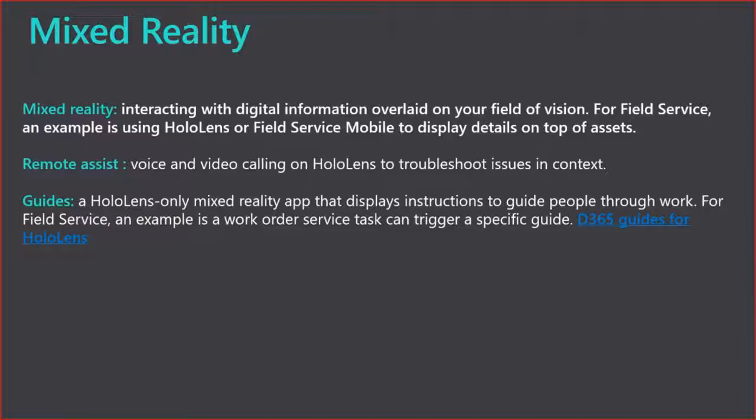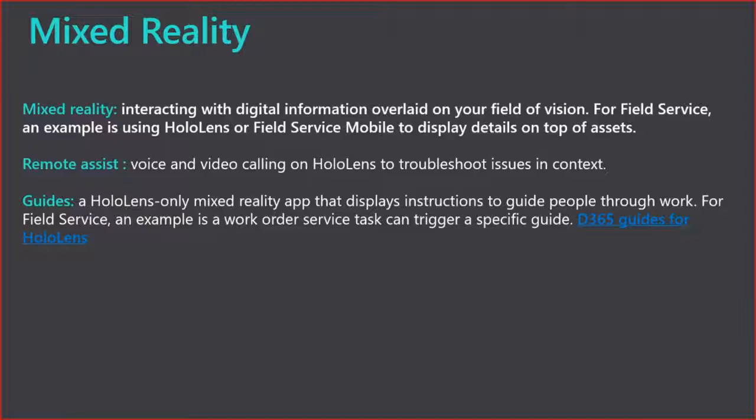And then there's also a third product called Guides. And this is a HoloLens only mixed reality app. And this will display step-by-step instructions that guide people through different work. So one Field Service example could be, I select a work order service task, and it'll trigger a guide on my HoloLens for further information or for further steps.